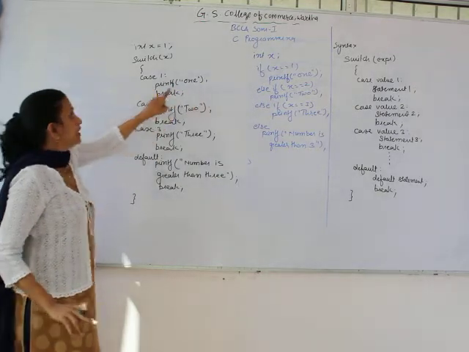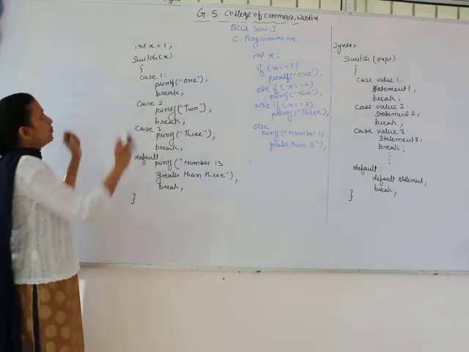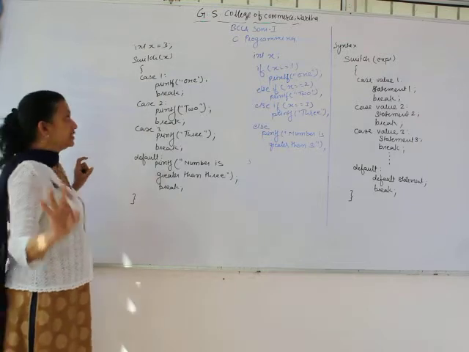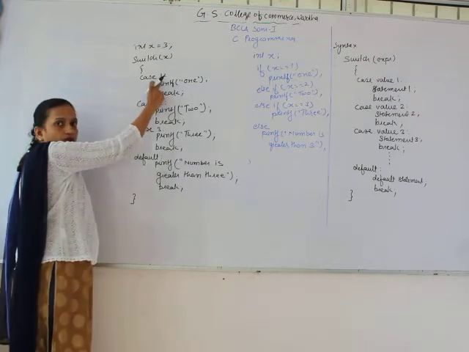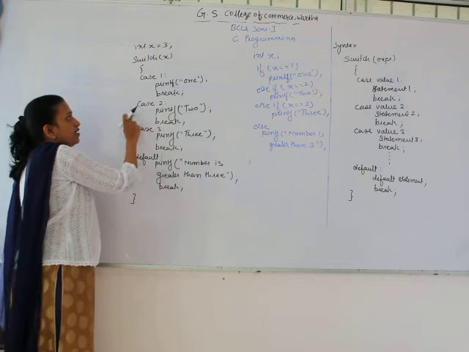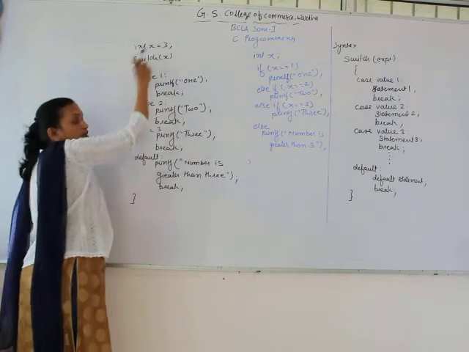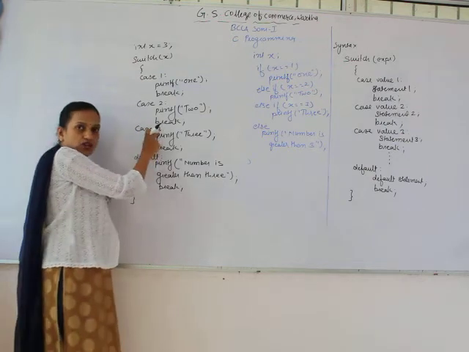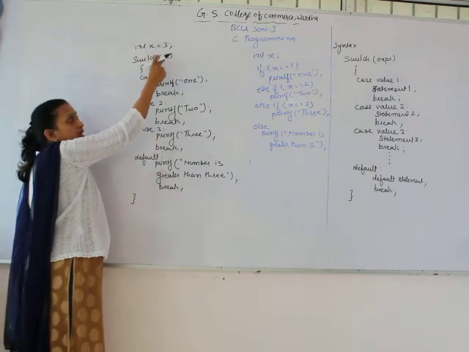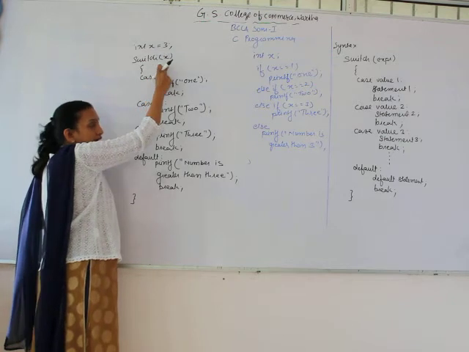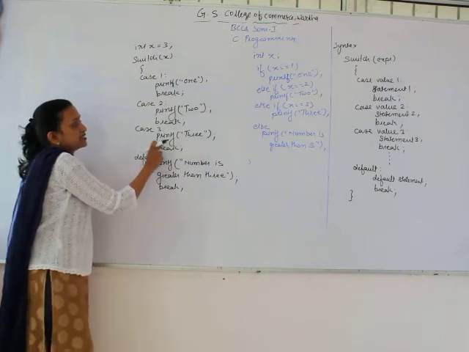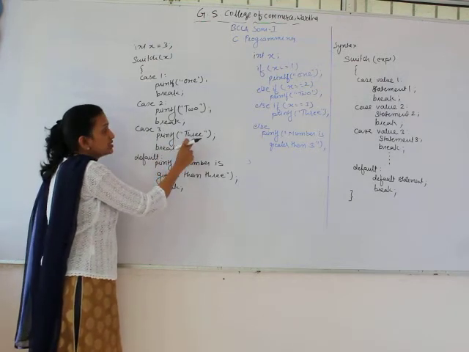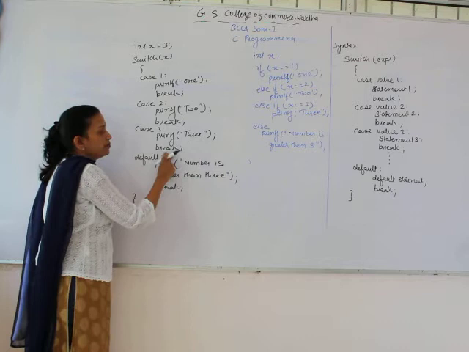Then break. If the value of x is 3, then case value 1 matches with 3? No. Case value 2 matches with 3? No. Case value 3 matches with 3? Yes. As soon as the case value matches the given expression value, that is the value of x, the statement associated with the case gets printed, that is 3, and break.